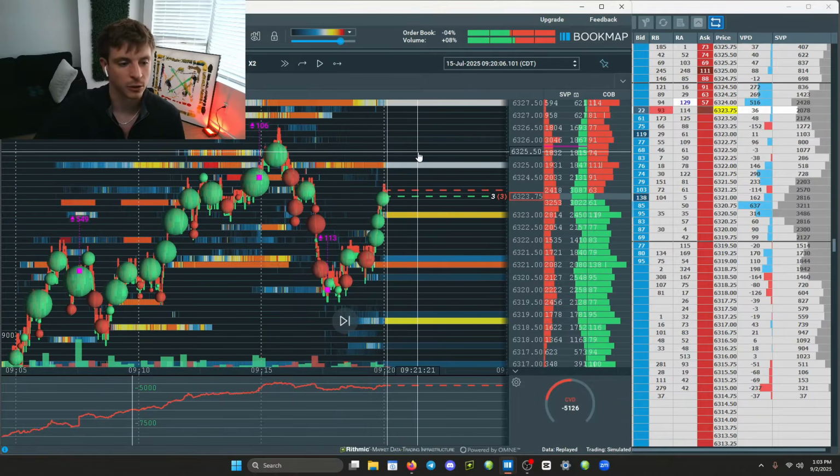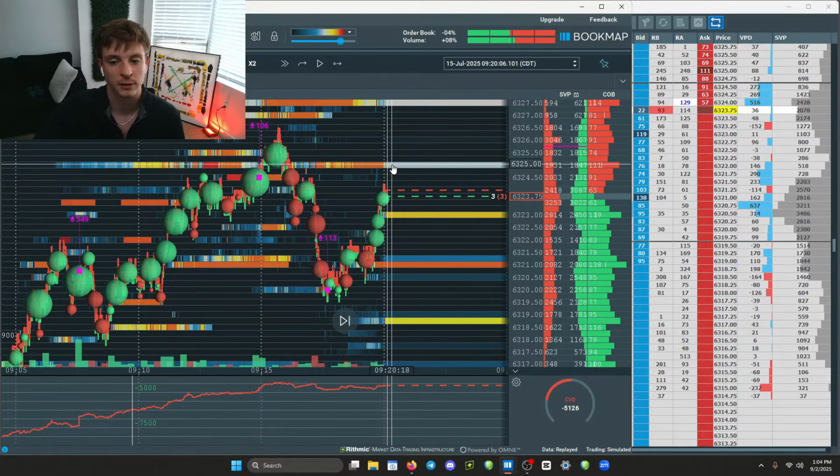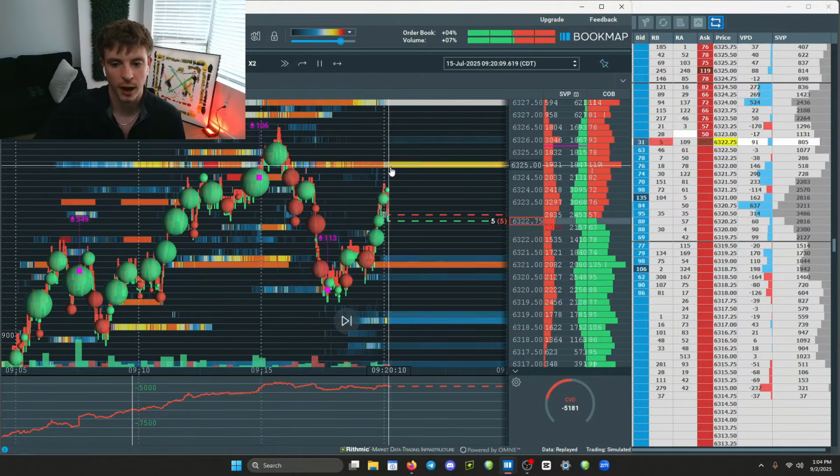So what I typically like to look for is a move back up or a retest with very weak volume, or I like to look for a move up into some offers or some bids that are not able to get filled. So we'll see if that happens exactly right here.